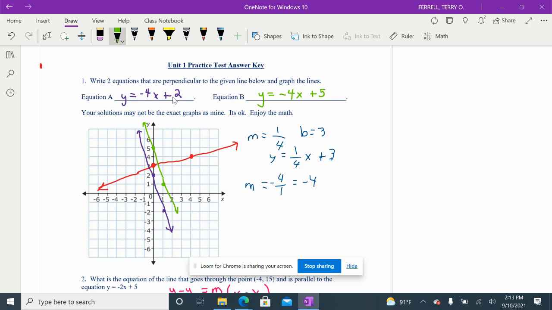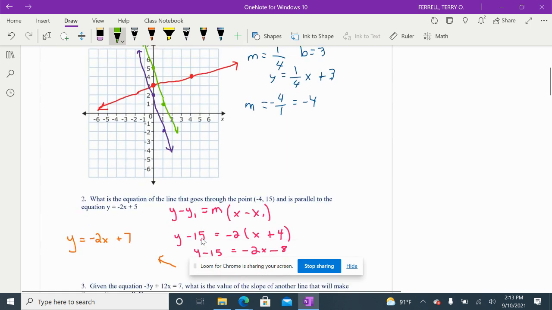Same thing for the purple one. Up 2, there's your slope, your same slope here, and you just write out your equation, sketch the graph. Up 2, down 4/1, bam. That's it. Questions? Great. All right.